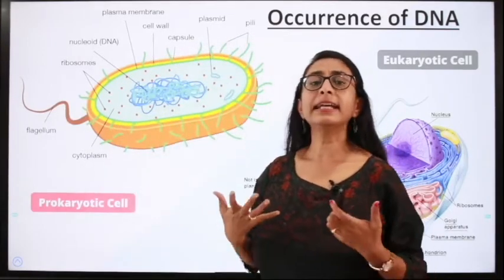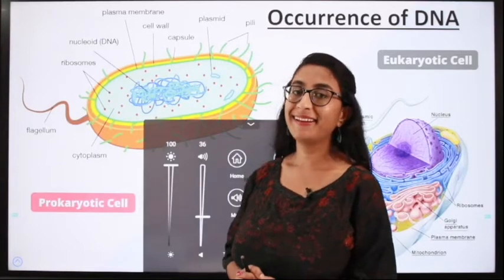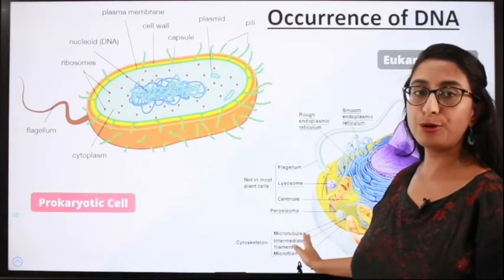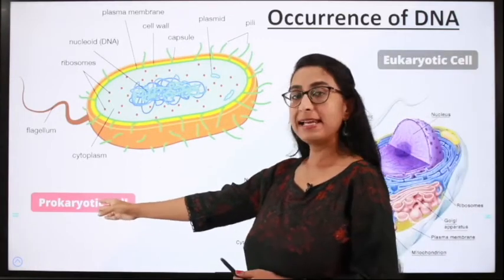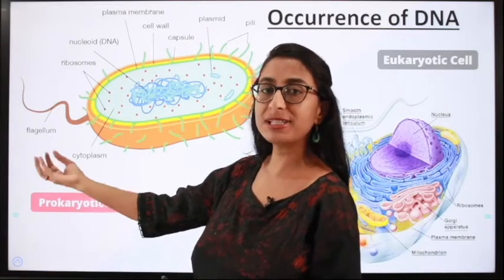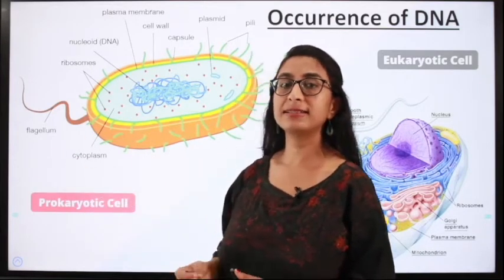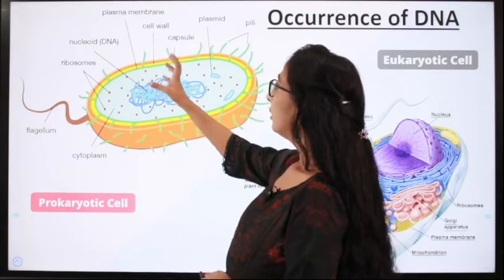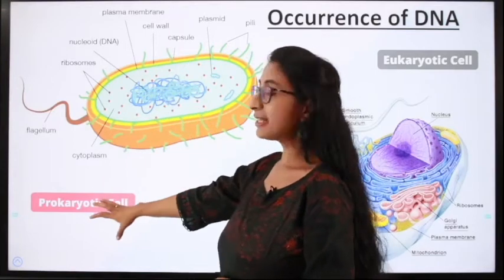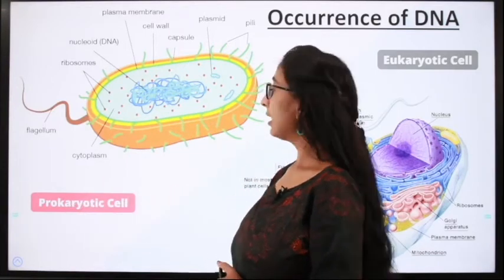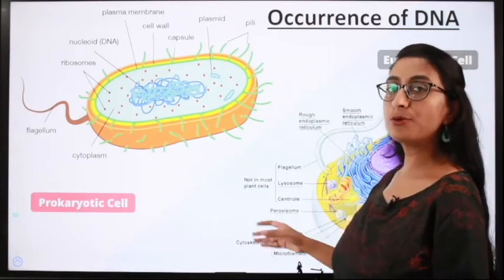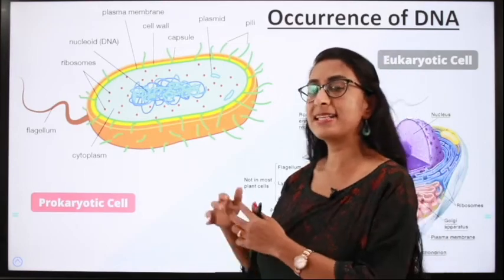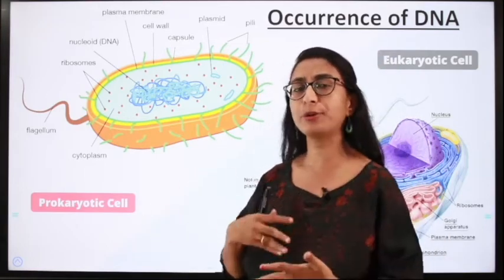Where does the DNA occur in a cell? We know we have two kinds of cell, the prokaryotic cell and the eukaryotic cell. The prokaryotic cell is the primitive cell which is present in lower organisms like certain bacteria, amoeba, euglena and so on. So prokaryotic cells are mostly found in primitive organisms, whereas the eukaryotic cells are more advanced and have well-defined organelles.